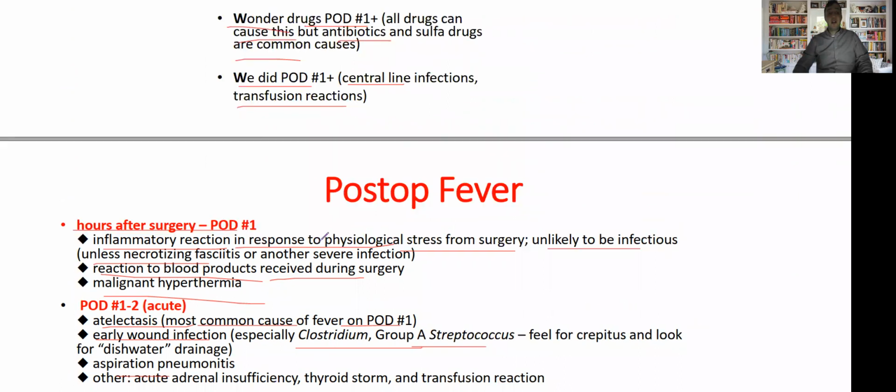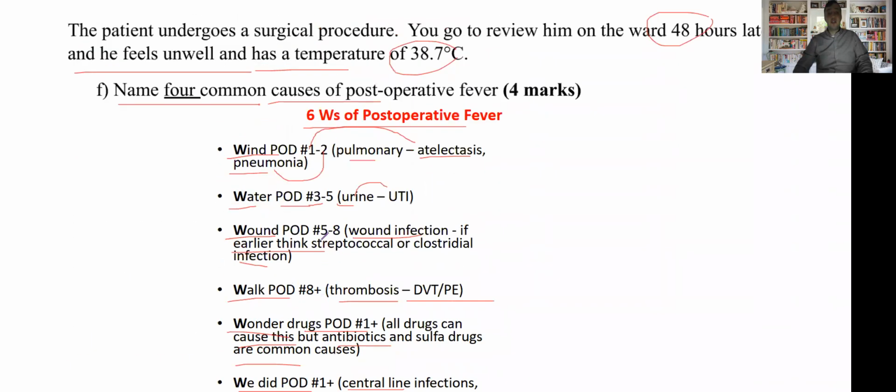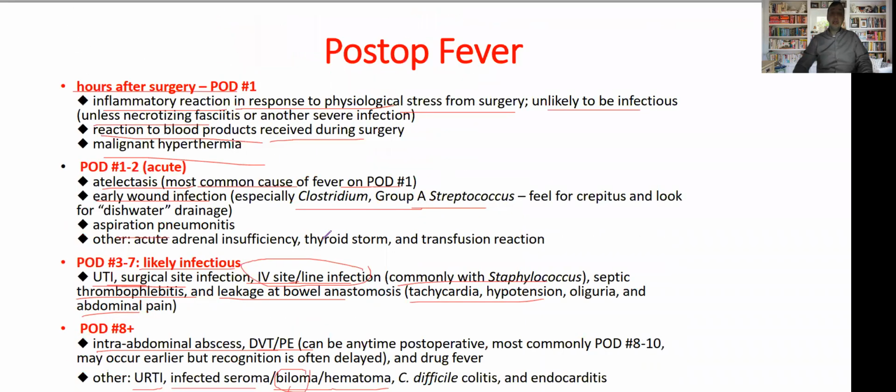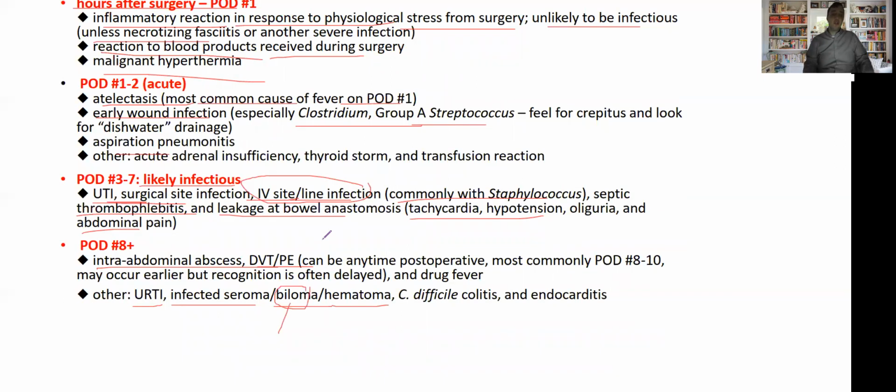This is the final part of this short answer question. I hope this discussion is helpful and useful for your preparation for your exams.